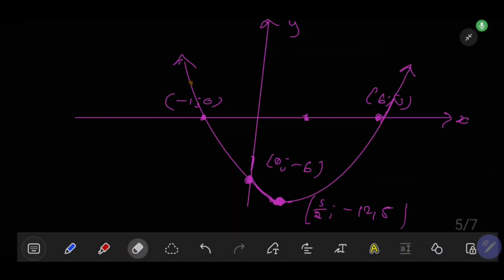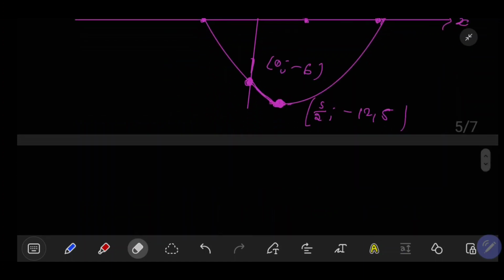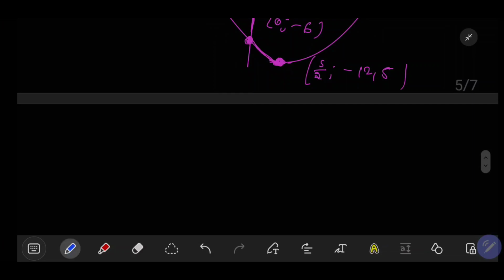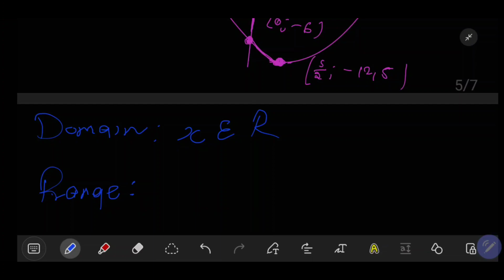So after drawing a graph, you might be required to do the following. You might be required to write down the domain and the range of the graph, the domain and the range of this parabola. So the domain of every parabola can be written in this form: x is an element of the real numbers. Remember, the domain is all possible x values where the graph exists. So the graph is not restricted on the x-axis.